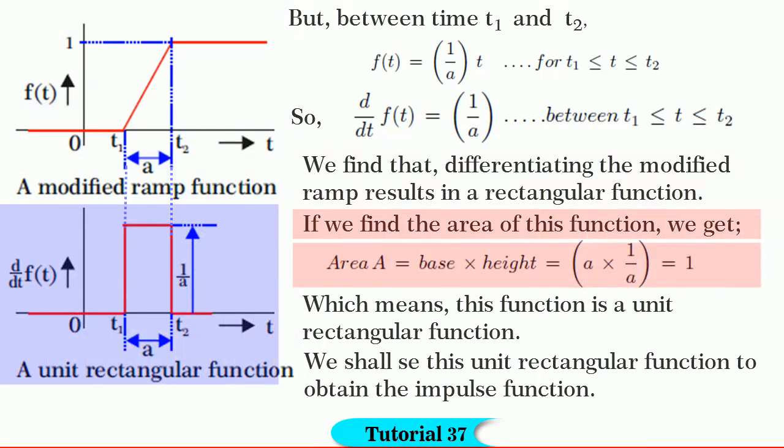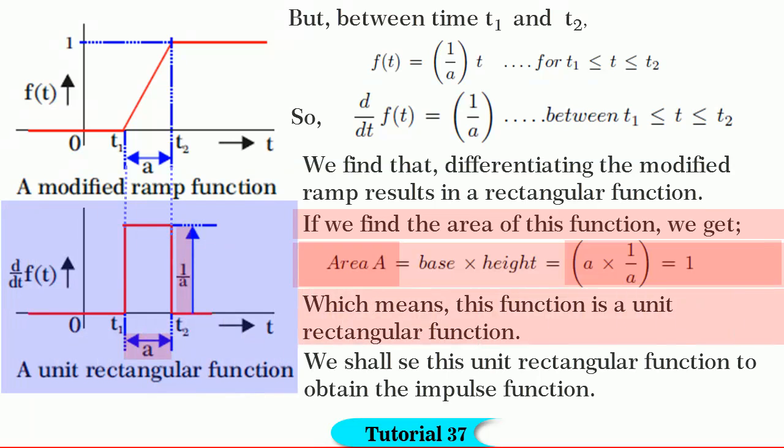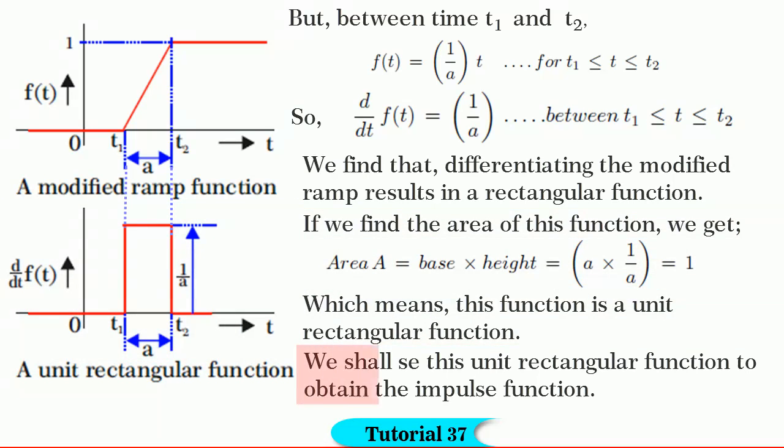If we find the area of this rect of t, we get area A is equal to base into height. Base is a units and the strength is 1 by a units. Hence, area A is equal to a into 1 divided by a, which will give us 1 unit, which means this function is a unit rectangular function. We shall use this unit rectangular function to obtain the impulse function.